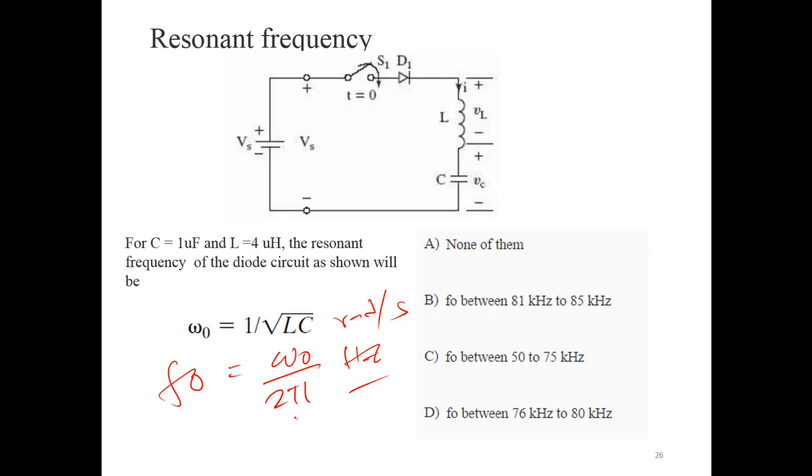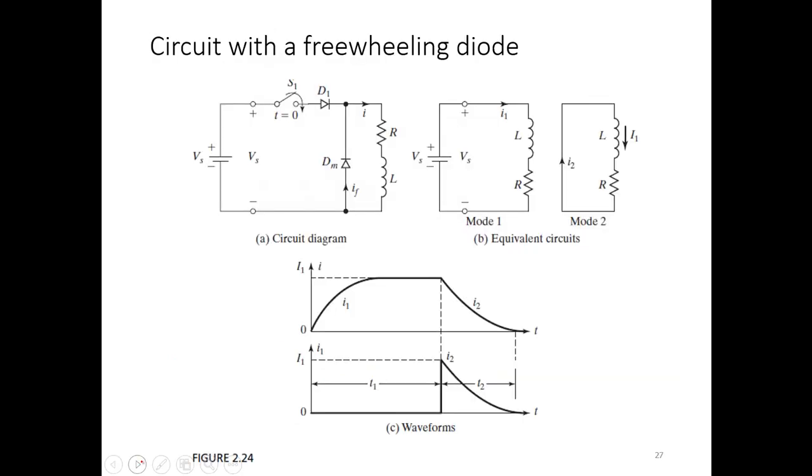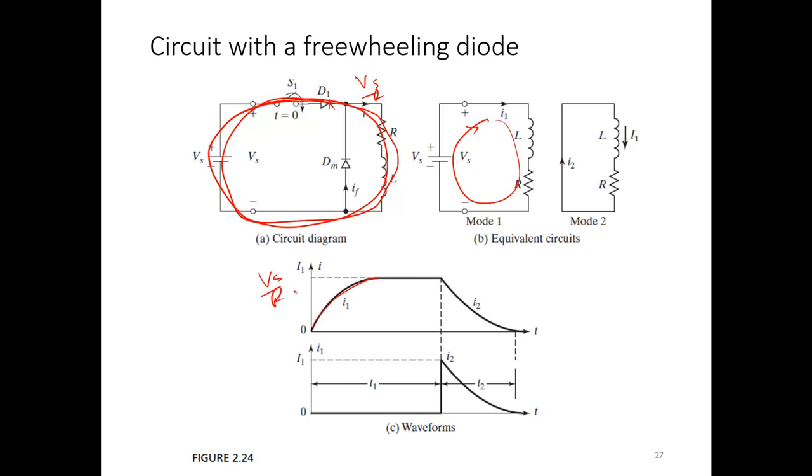Please do that calculation. Okay, now with the freewheeling diode, that's very important to know. What happens there? We mentioned before, if you close this switch, the current will flow through the inductor, and the inductor current will rise, and eventually go to the maximum. What is the maximum? It is going to be Vs by R. If you keep the switch closed long enough, the current will reach Vs by R.